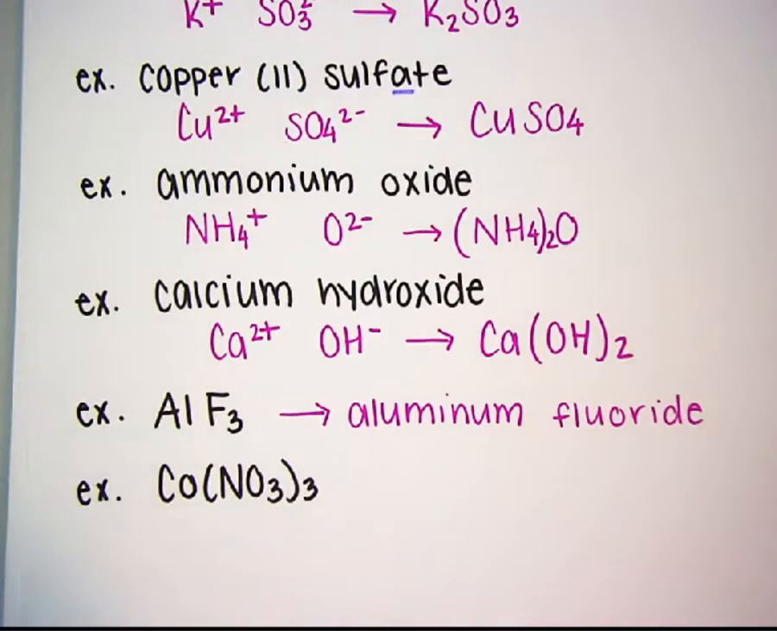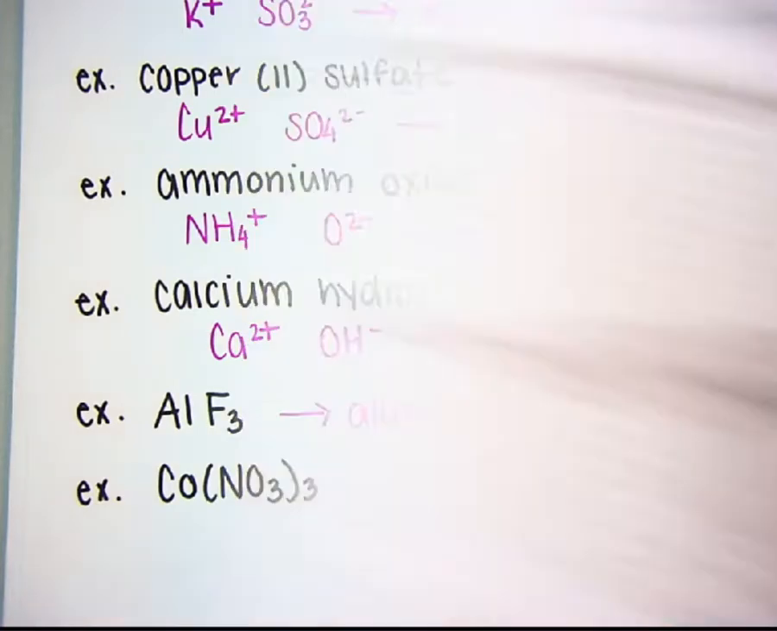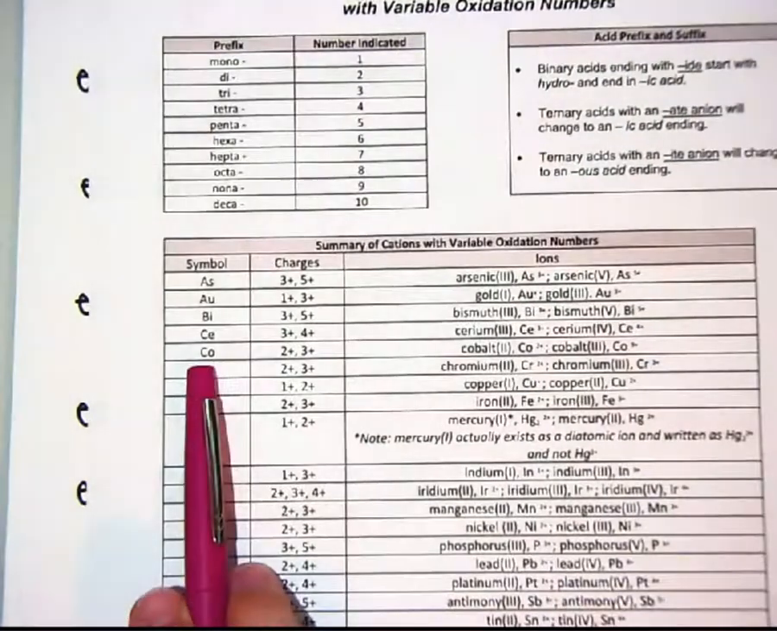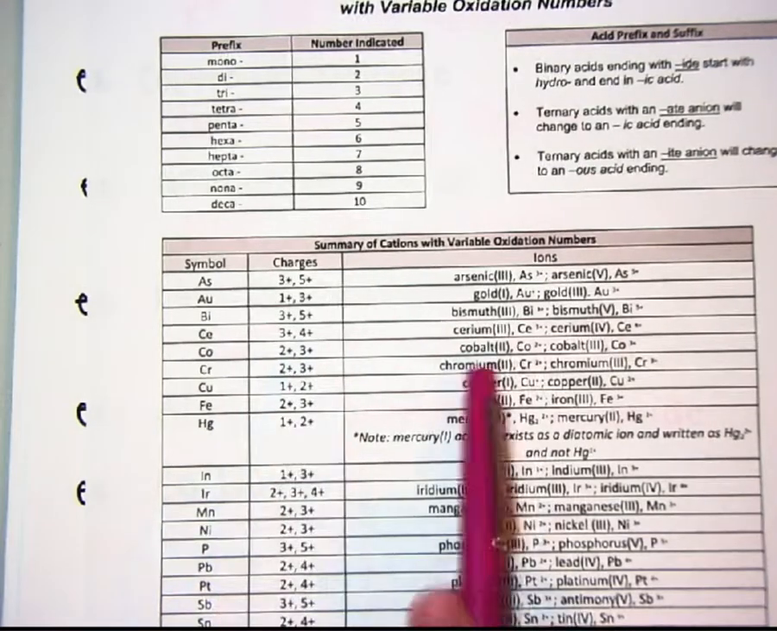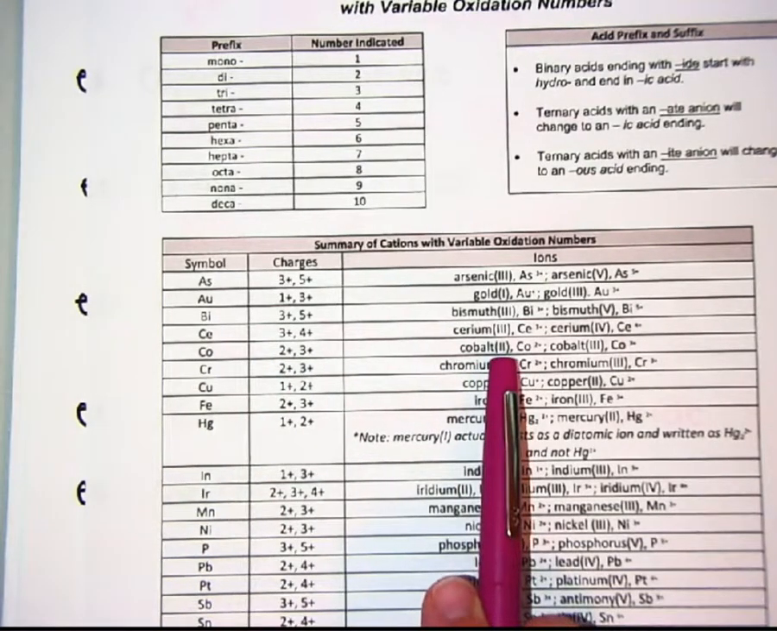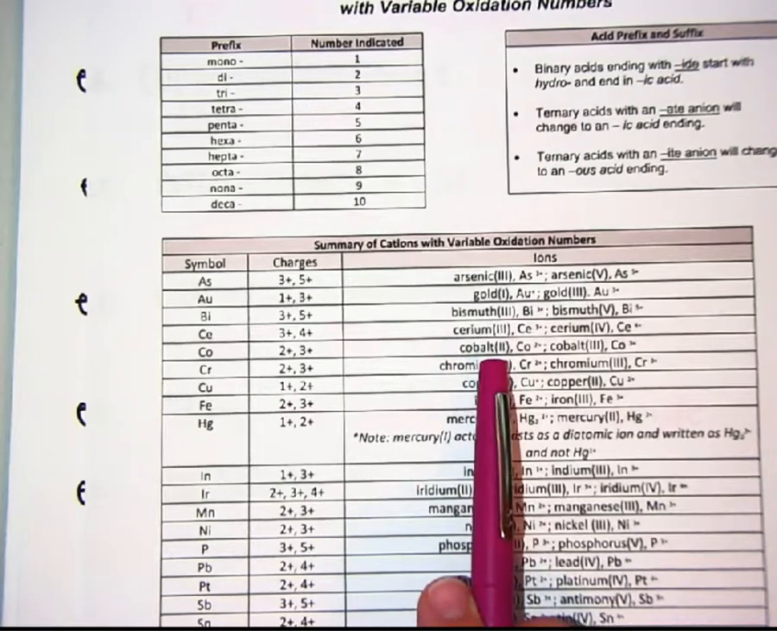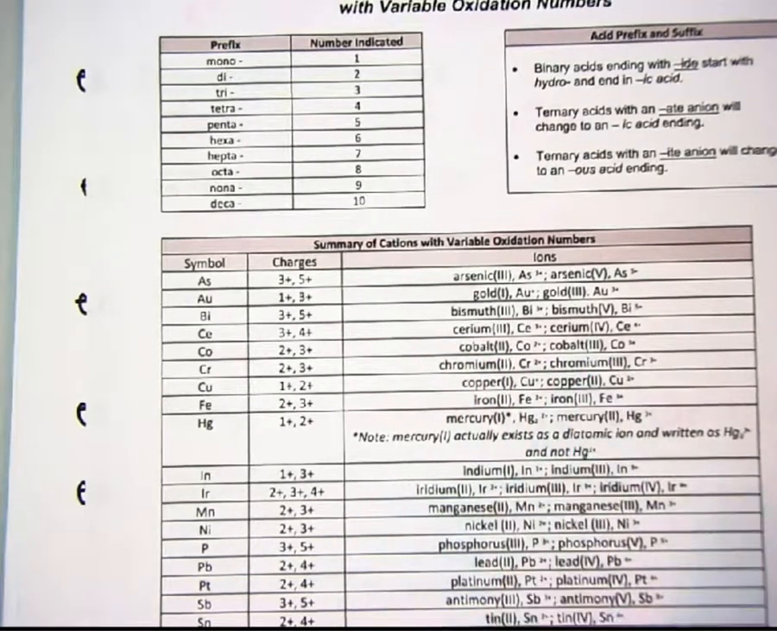This one is ternary, that prefix meaning 3. I have cobalt, nitrogen, oxygen, 3 different elements. We want to look to see, are we going to need a Roman numeral? Cobalt is on my list. Cobalt could be +2 or +3. So I have to write a Roman numeral in parentheses. I'm either going to write cobalt 2 or cobalt 3.